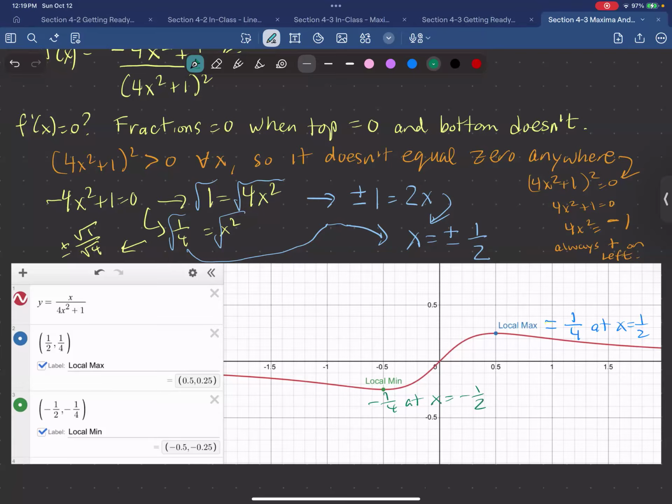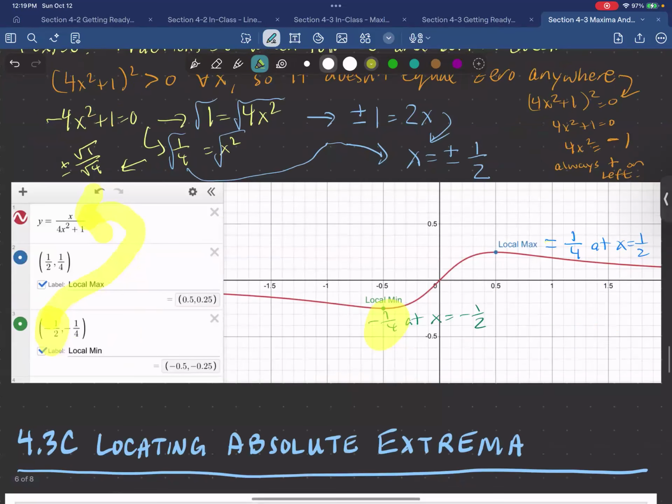How am I finding those points? All right, so I said I would say it. Let's talk about it now. To find this negative 1/4, you just take the negative 1/2 and you plug it into your original f of x. So maybe I'll write it right here.